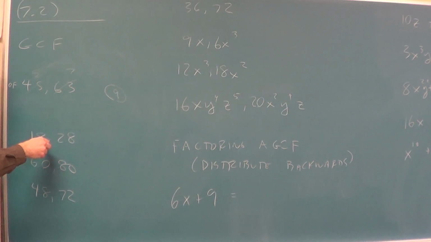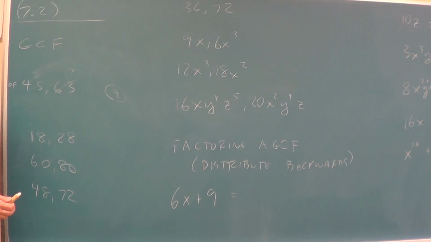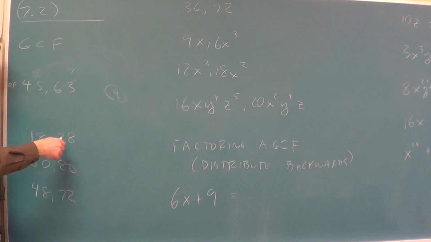So here, you could make a list for 18, you could make a list for 28. I don't really want to do that. We could do factor trees for 18, we could do factor trees for 28. I don't really want to do that. If that's a better way for you, then that's what you should do. What I tend to do more is just try to think of something that goes into both of these. Can you think of anything that goes into both of these?